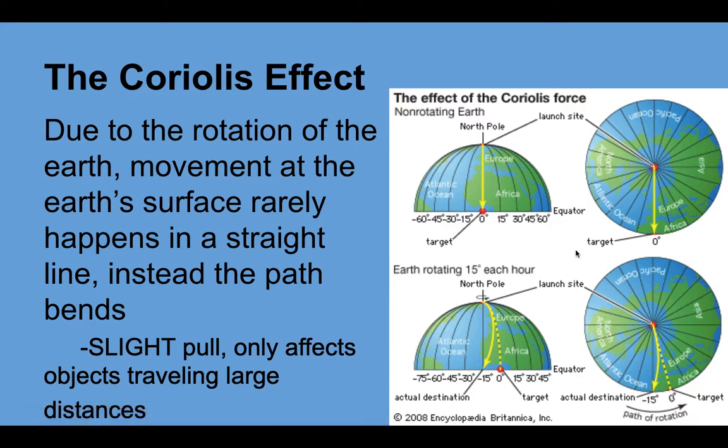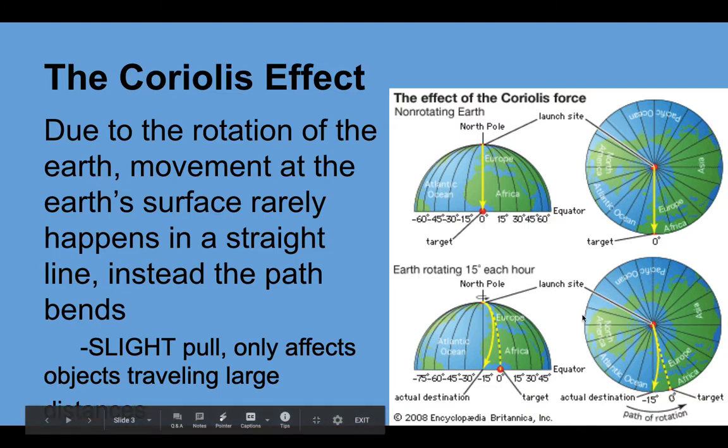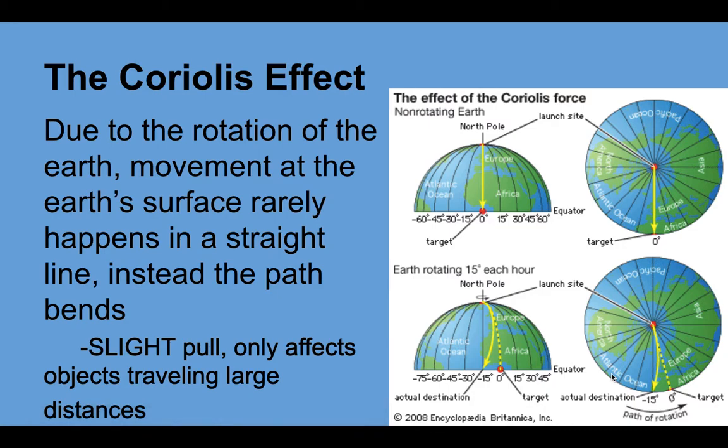Because we're on Earth and that is our field of view, it's going to look like a slight pull towards the west, like a slight drag this way. So this means in the northern hemisphere, everything's going to bend a little to the right, and in the southern hemisphere, it's going to bend to the left. This is a slight pull. It only affects things covering a long distance.